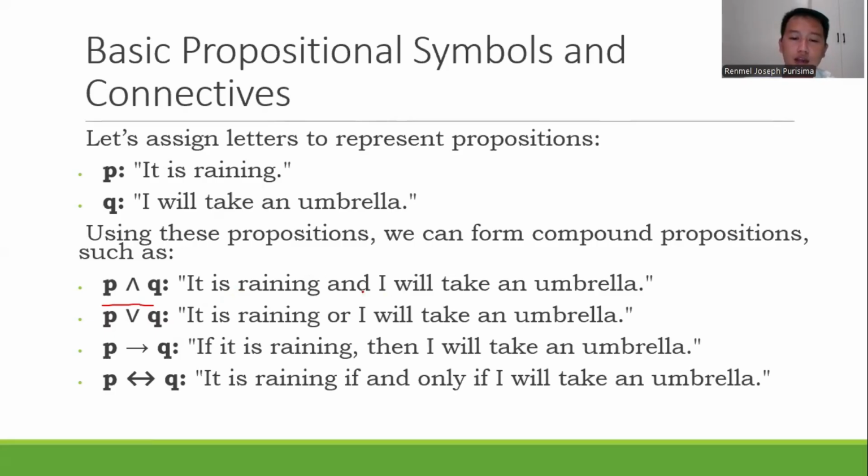P and Q: it is raining and I will take an umbrella. P or Q: it is raining or I will take an umbrella. P implies Q: if it is raining, then I will take an umbrella. And lastly, P if and only if Q: it is raining if and only if I will take an umbrella. What if we have the negation of P? For that, it is not raining. And for the negation of Q, I will not take an umbrella.